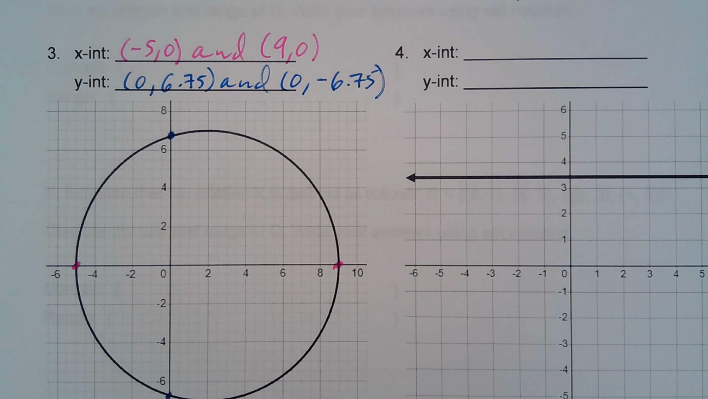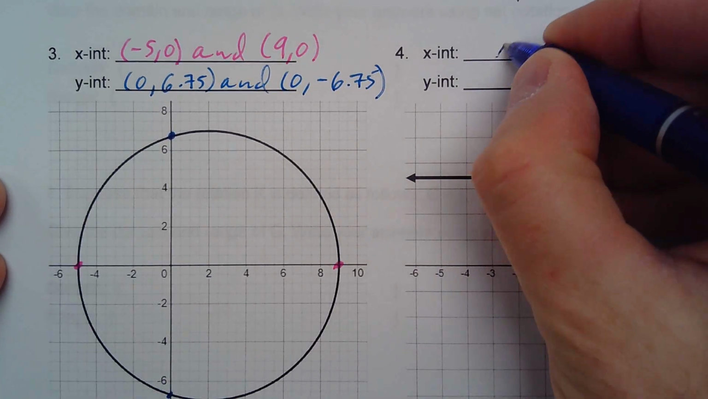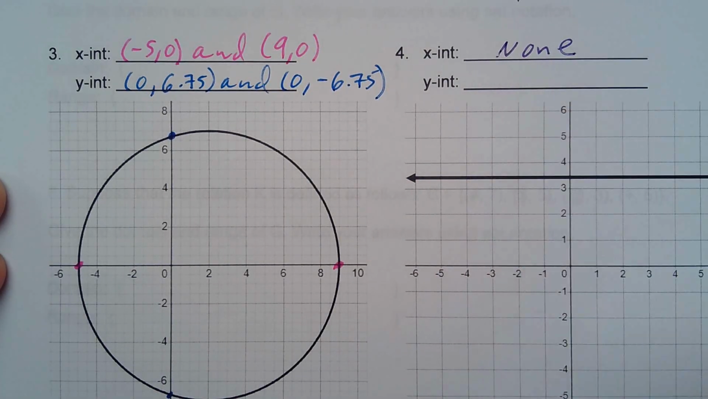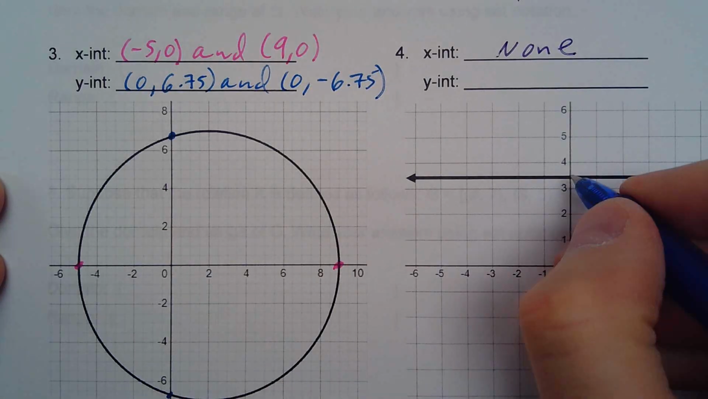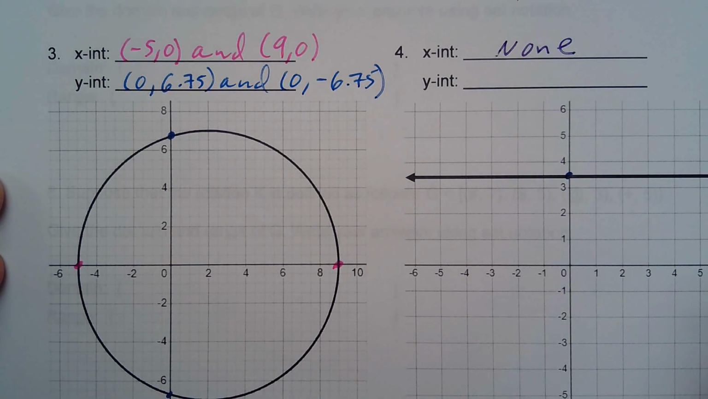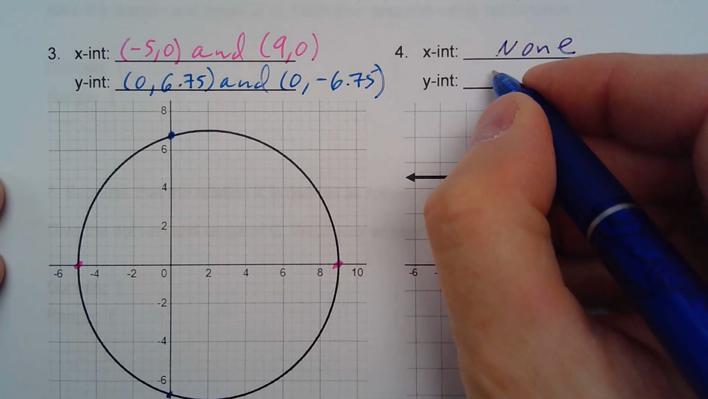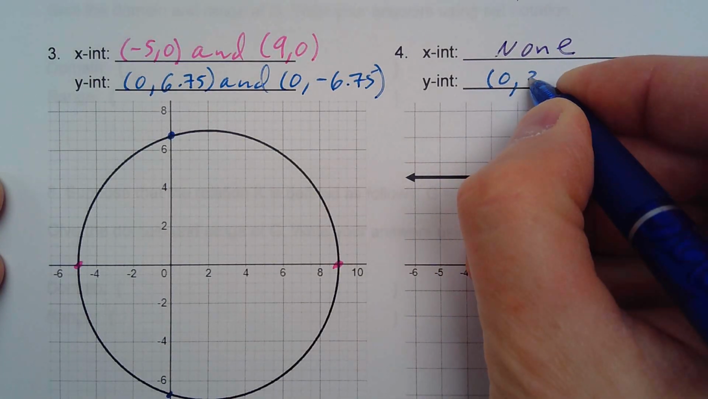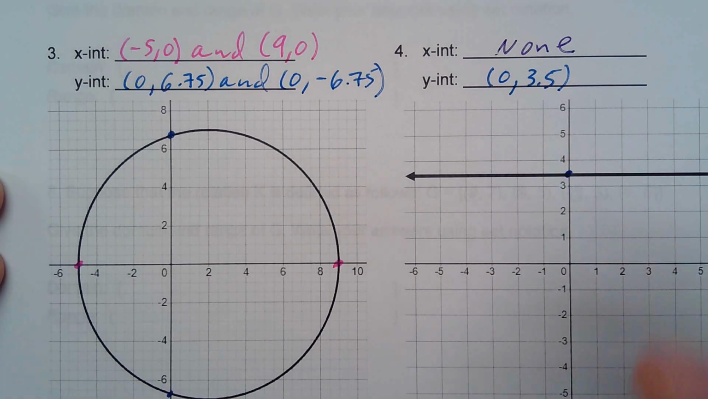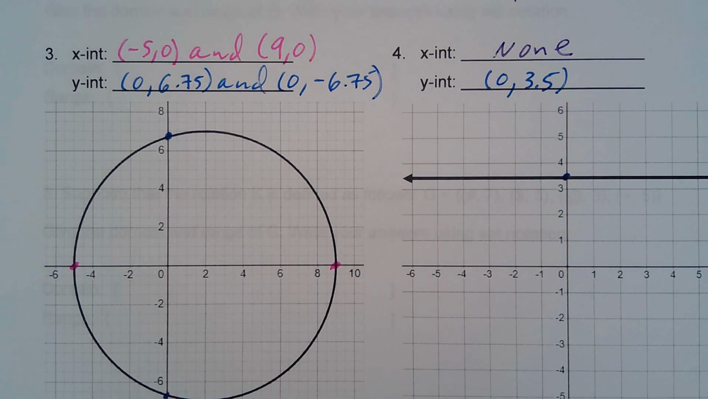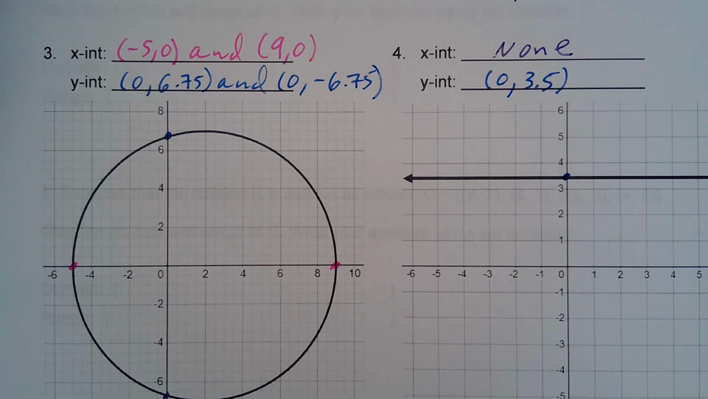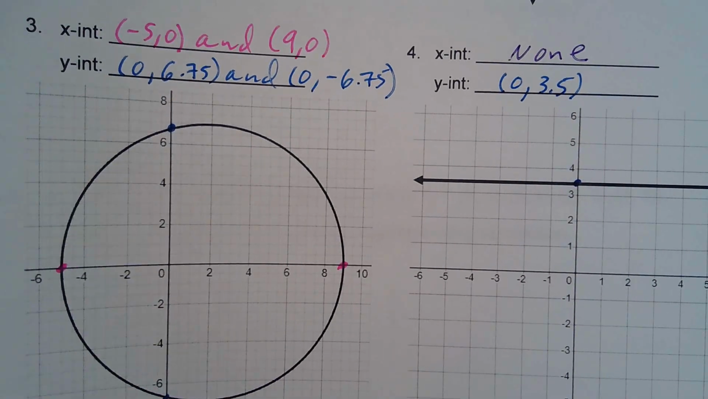Now on this one, notice this one does not intersect the x-axis. So for the x-intercept, we would put none. Y-intercept looks like about 3.5. So we'll do 0, 3.5. Let's go and turn the page.